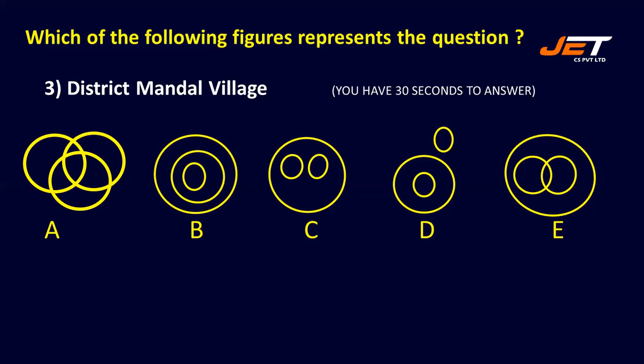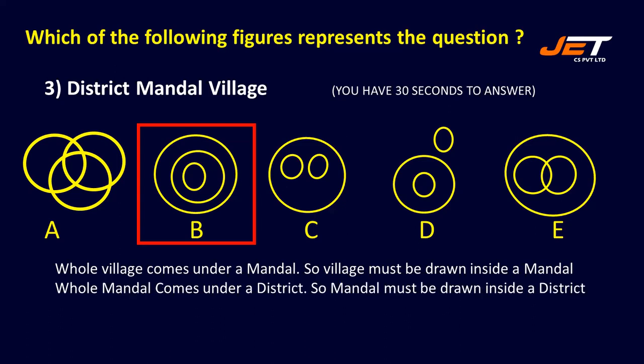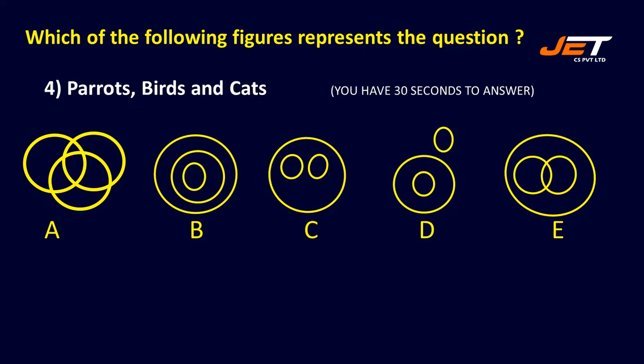Next is district, mandal and village. Five options are given, so let us choose the correct option. The correct option is B. Let us see how. Every village comes under a mandal, so village must be drawn inside a mandal. Every mandal comes under a district, so mandal must be drawn inside the district. Yes, with this, we move on to the next.